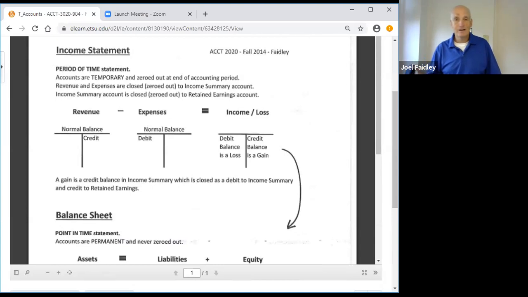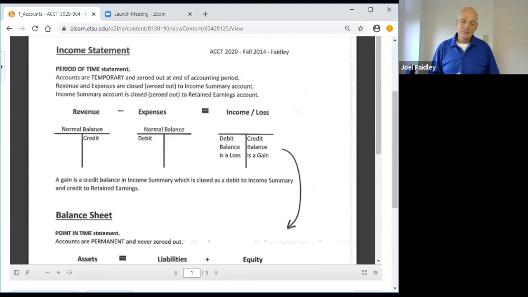You need to know the normal debit balance and normal credit balance for your accounts. Income statement, the normal balance for revenue is a credit. The normal balance for expenses has to be a debit. So if you've got more credits than debits, then you've got income, right? And the opposite is true.